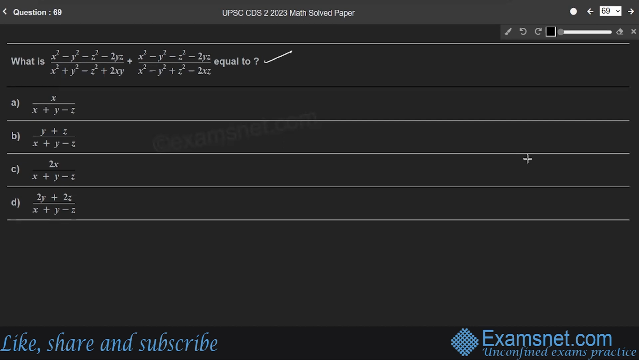69. What is the sum of the given two expressions? So students, to solve this, I just rearrange the given expressions. Here we have 2yz and y square z square, so I'll write x square minus of y plus z the whole square, because we are using the identity (a plus b) whole square is a square plus b square plus 2ab. So minus of (y plus z) whole square is minus y square minus z square minus 2yz.